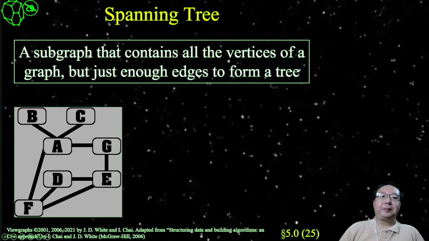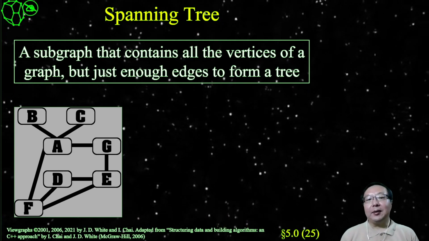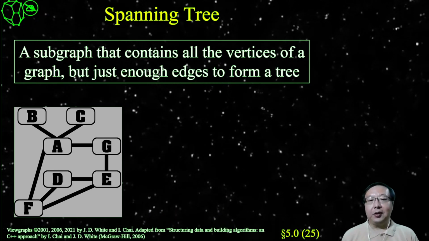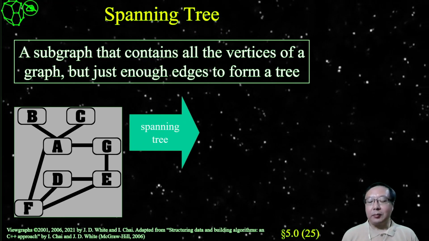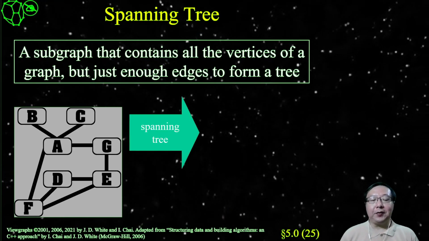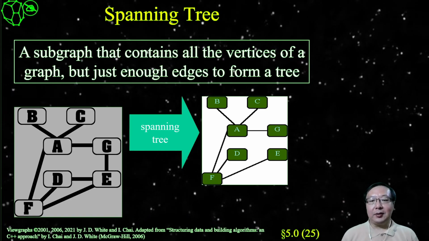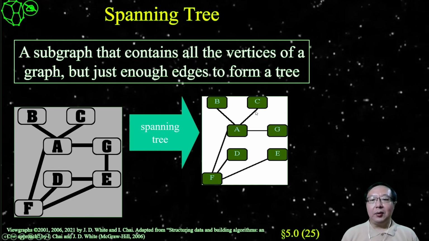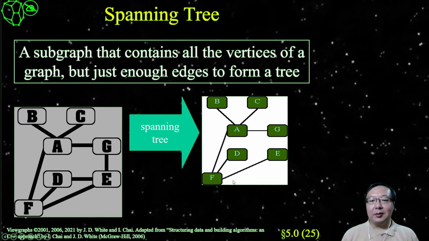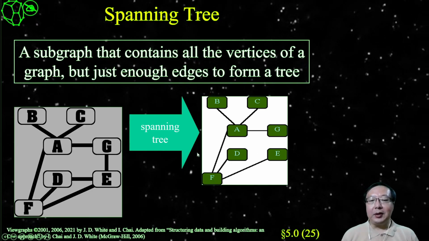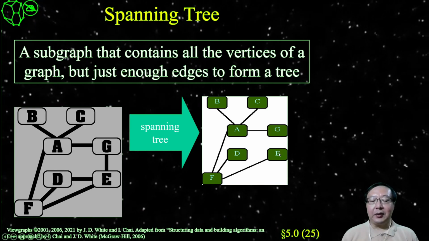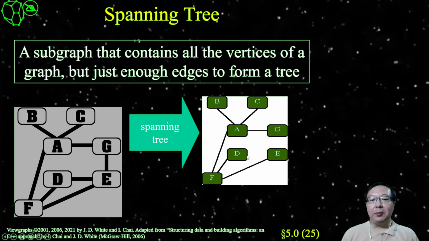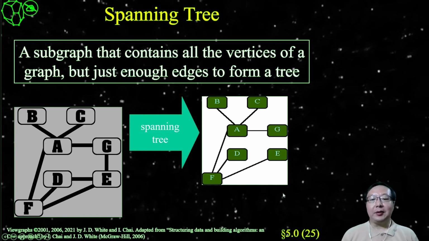Spanning tree. A spanning tree is a subgraph that contains all the vertices of a graph, but just enough edges to form a tree. So an example spanning tree of this graph is this. You notice that there are exactly no cycles, right? We have removed enough edges that there are no cycles.